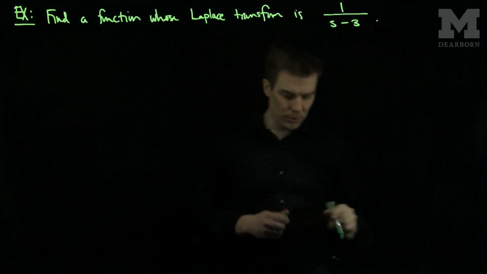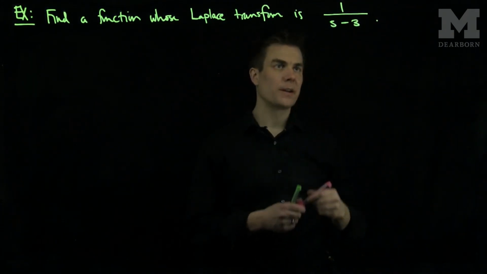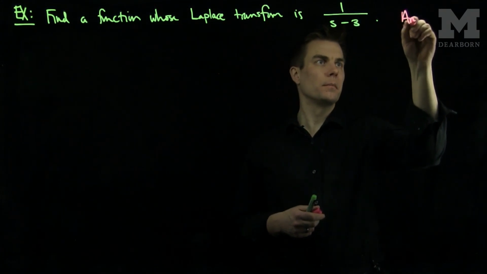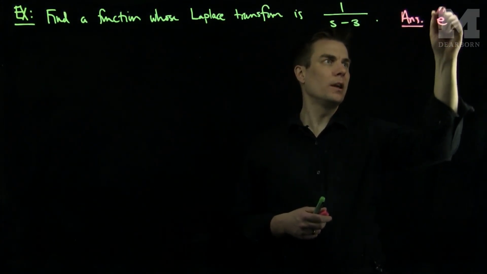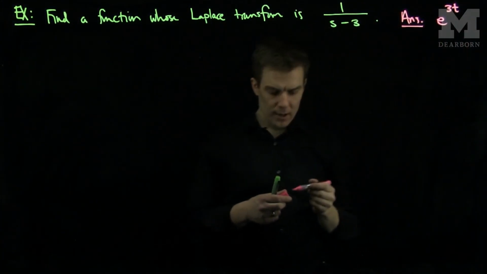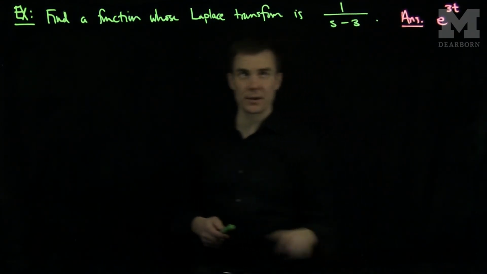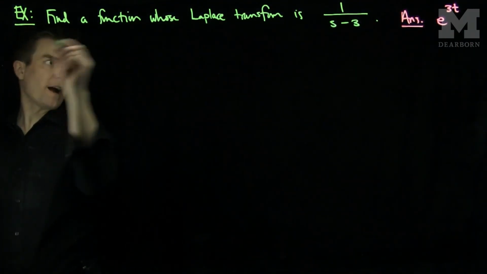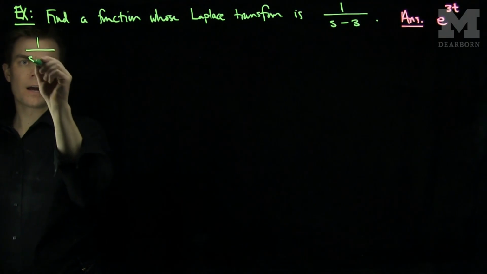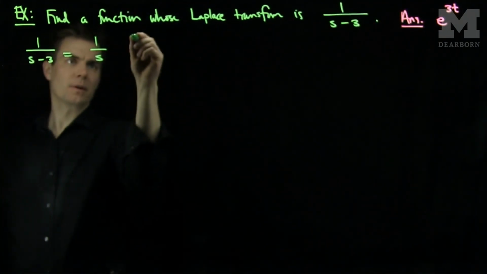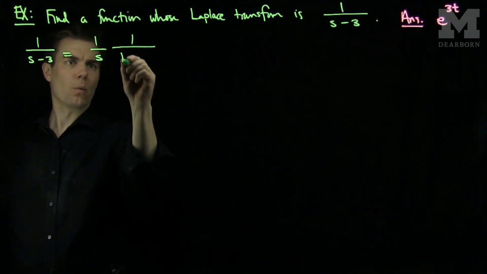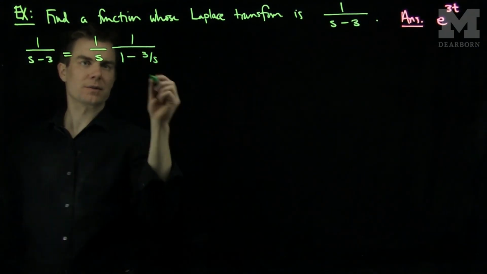This is a relatively simple example. We know from experience that the answer will be e to the 3t. Let's verify this using series. We can factor out an s. 1 over s minus 3 is 1 over s, 1 over 1 minus 3 over s.